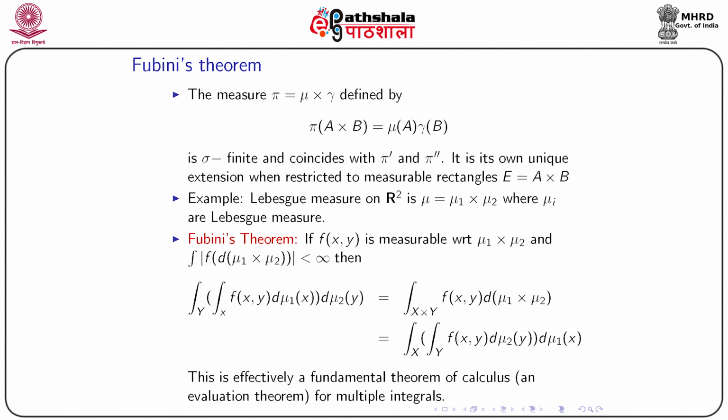Once we have defined everything, now we can state Fubini's theorem, which is very important. The measure pi, which is the product of mu and gamma, we define as pi of A cross B equals mu A times gamma B, and this measure is sigma finite and coincides with pi prime and pi double prime. It is the unique extension when restricted to measurable rectangles E equals A cross B. For example, consider Lebesgue measure on R square. So Lebesgue measure on R square is mu equals mu1 times mu2, where the mu i's are Lebesgue measures.